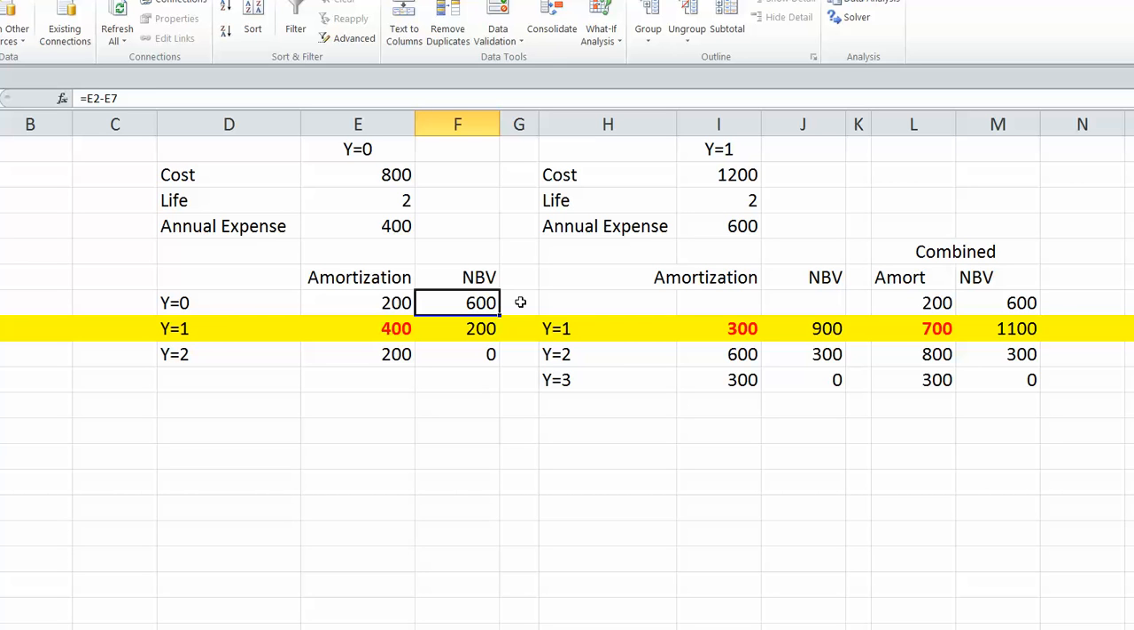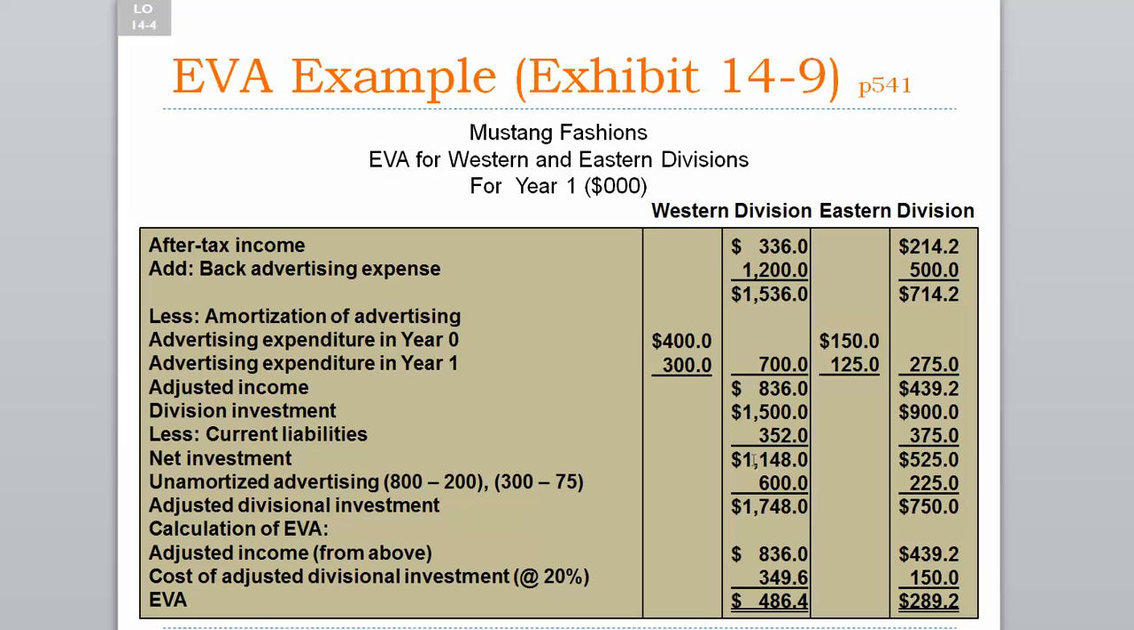If for some reason instead we were using end of year asset values, we would have used the 200 plus the 900 for a total of 1,100. But we're using beginning of year assets for our unamortized advertising costs. So we're going to pick up what's there on a combined basis, beginning of the year, net book value, 600. So 1,148 plus 600 gives us an adjusted divisional assets of $1,748.